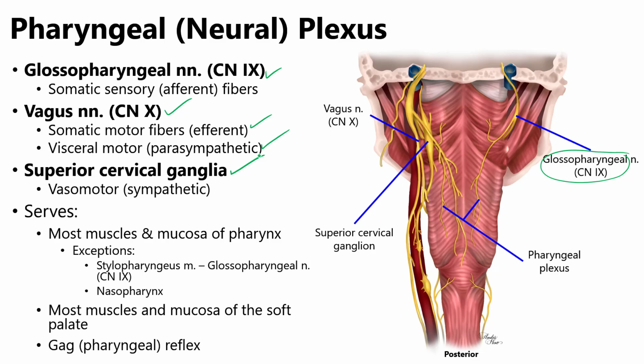So this pharyngeal plexus is going to serve most of the muscles and mucosa of the pharynx, as well as most of the muscles and mucosa of the soft palate, so surrounding the oral cavity. Exceptions, as we've said before: glossopharyngeal nerve, while it's largely going to just be sensory, has that somatic motor component for the stylopharyngeus muscle. And the pharyngeal plexus does not innervate the nasopharynx. That's going to be a pharyngeal branch of V2, which is the maxillary branch of the trigeminal nerve.